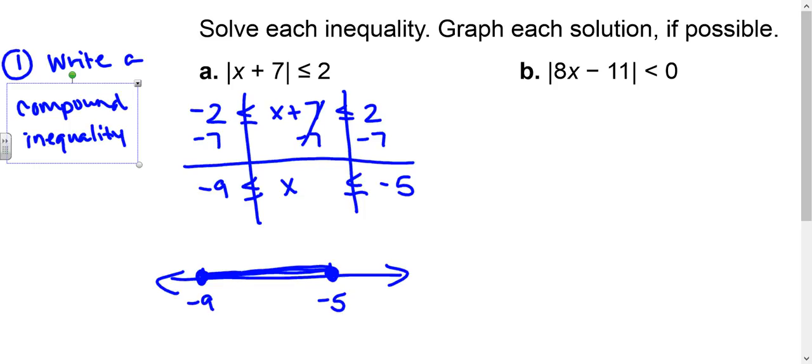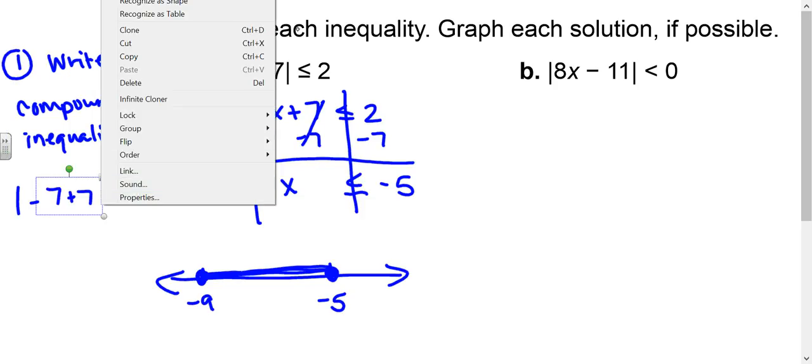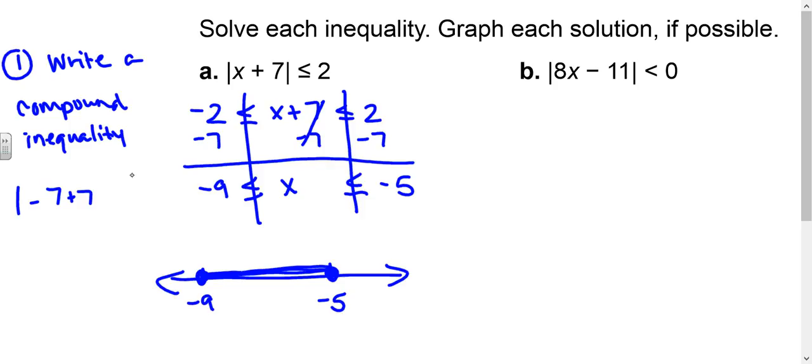So let's pick a number between -9 and -5 and plug it in for x to check our answer. Let's say I pick -7. So I have the absolute value of -7 plus 7 is less than or equal to 2. Well, -7 plus 7 is 0. So I have the absolute value of 0 is less than or equal to 2, and 0 is less than or equal to 2. So that is a solution.